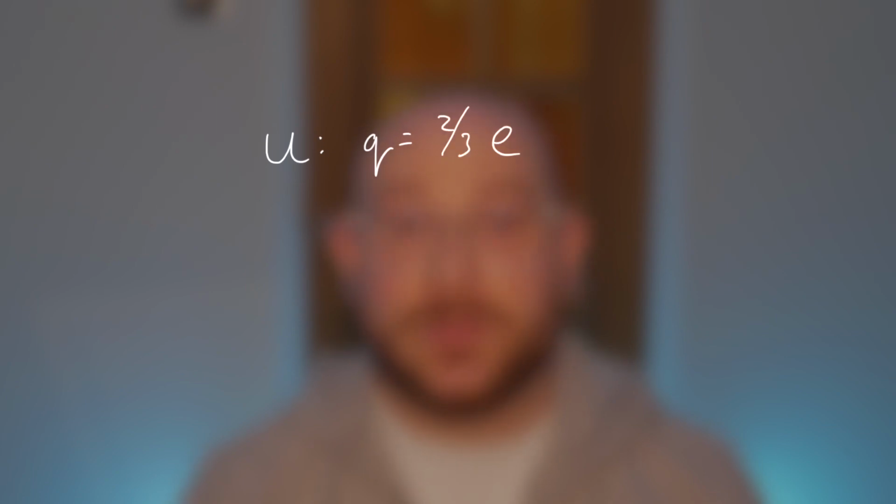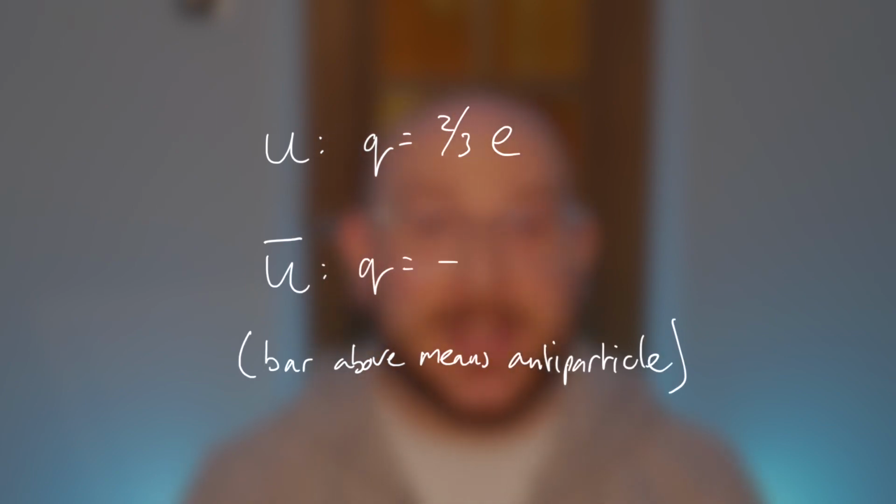So, as we've said, the up quark has plus 2/3 relative charge. The anti-up quark has minus 2/3 relative charge, but the same mass as the up quark. The anti-strange quark, for example, has plus 1/3 relative charge, but the same mass as a strange quark.